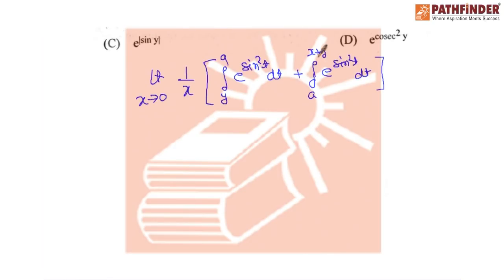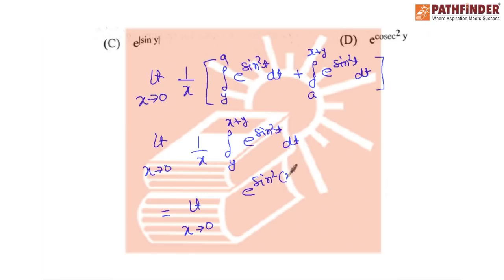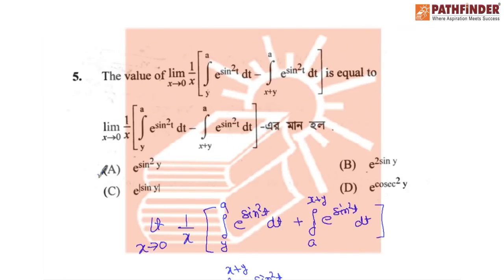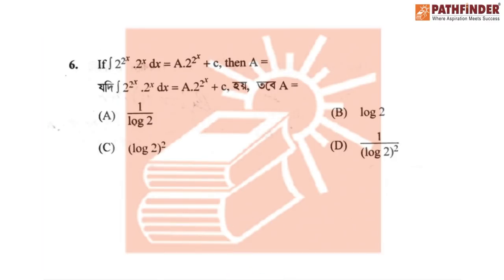Since y to a and a to x plus y, we take the limit as x tends to 0 of 1 by x times the integral from y to x plus y of e to the power sine square t dt. Now using L'Hopital's rule, as x tends to 0, we get e to the power sine square of x plus y times 1 plus 0 minus 0 upon 1, which is equal to e to the power sine square y, given in option A. Now move to the next question.